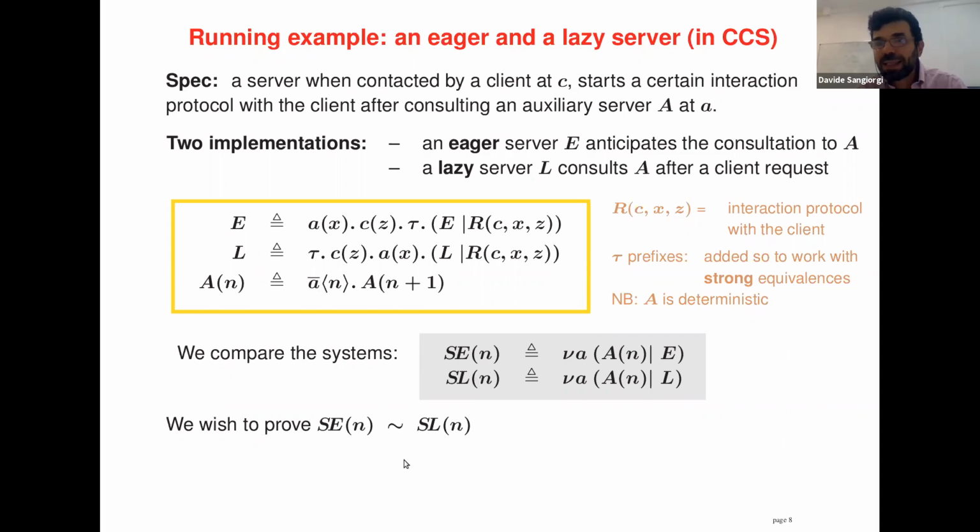This by itself is a non-trivial task because the systems in question are infinite state. They're infinite state because there can be unboundedly many requests arriving from clients, and these requests start off interaction protocols, so these processes are here. And so there can be unboundedly many such sessions running in parallel. Moreover, this interaction protocol can be any process. I'm saying that this equality should hold no matter what the interaction protocol is.